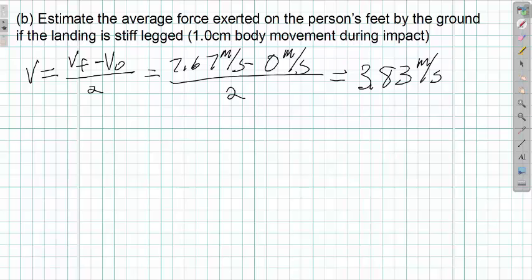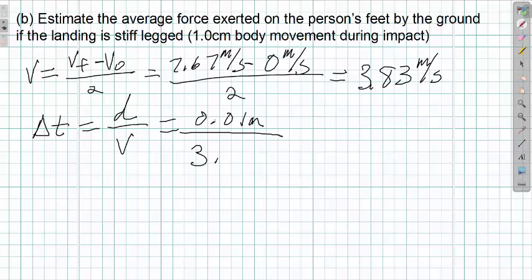Now I'm keeping all of these numbers in my calculator and there's a bunch of extra digits floating around here. So why did I calculate the average velocity? I calculated the average velocity because I'm going to need to know the change in time. And the change in time would just be the distance traveled divided by that average velocity, which in this case is 0.01 meters divided by 3.83 meters per second. Throw that in your calculator and you are going to get 2.6 milliseconds. That's roughly 2.5 thousandths of a second.